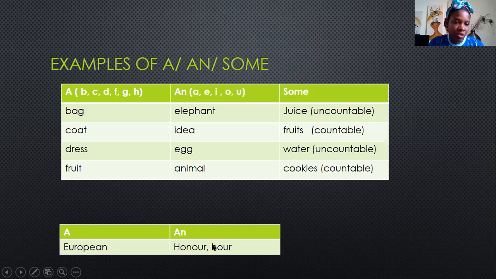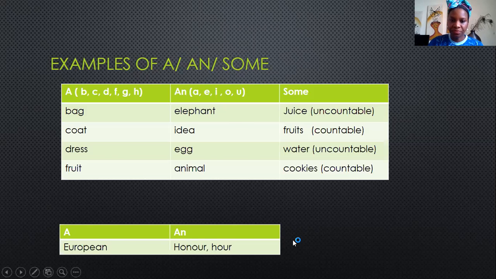The same for this word. This word is pronounced honor, and this one is pronounced our. So because the H is silent in this word and the vowel is the one that sounds out first, we say it's an honor, or in half an hour, an honor. But why? Because the H is silent, and these are some exceptions to the rules.